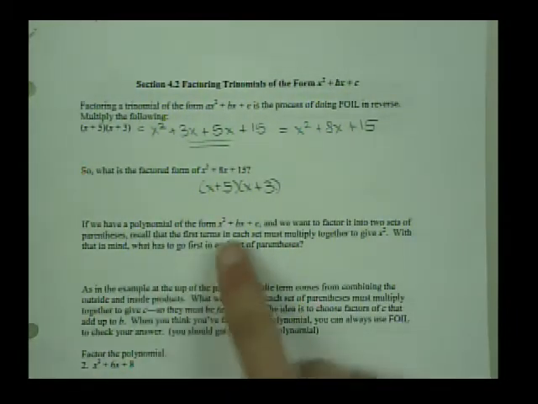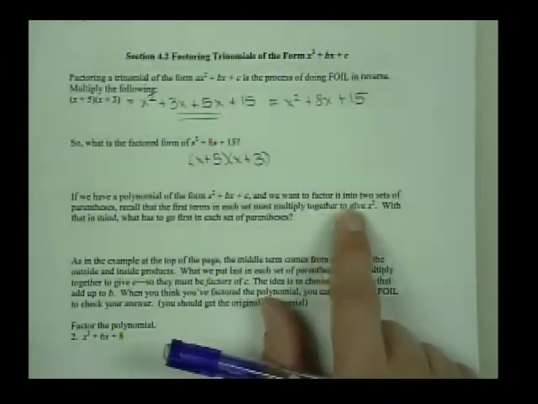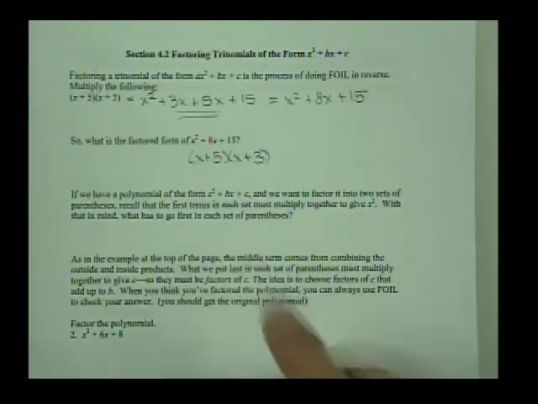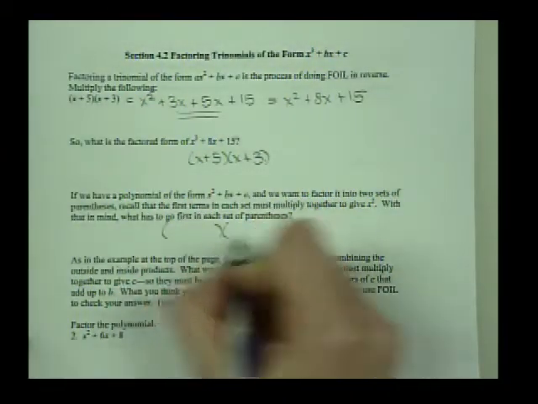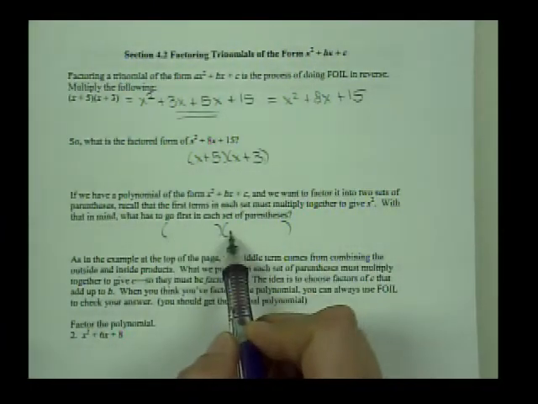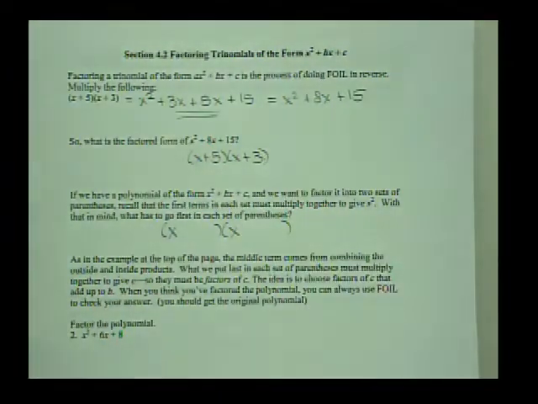So it says if we have a polynomial in this form where it's all multiplied out, and we want to factor it into two sets of parentheses, recall that the first terms in each set must multiply together to give x squared. So with that in mind, what has to go first in each set of parentheses? Yeah, it has to be x times x. That's how we're going to get our x squared.